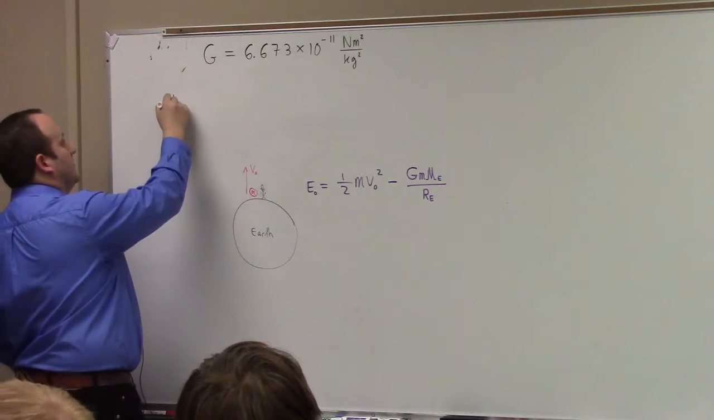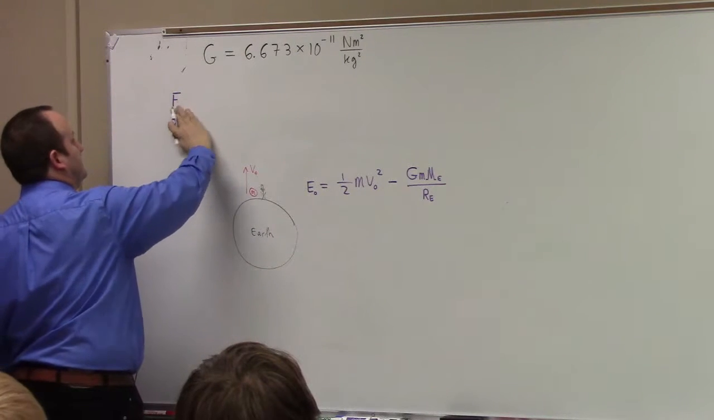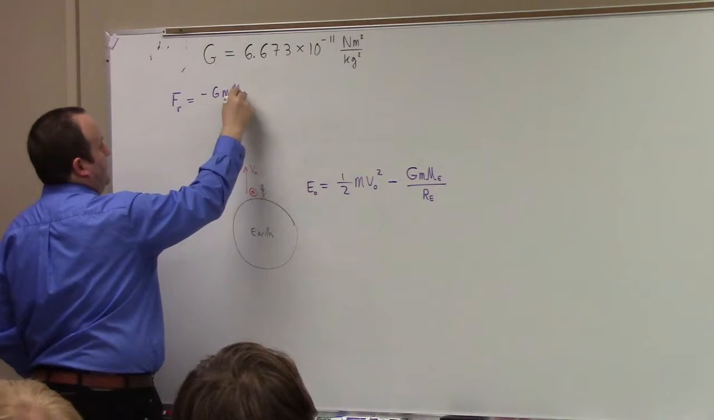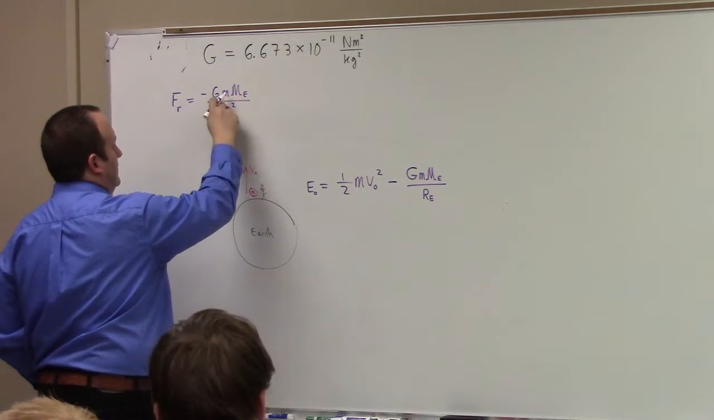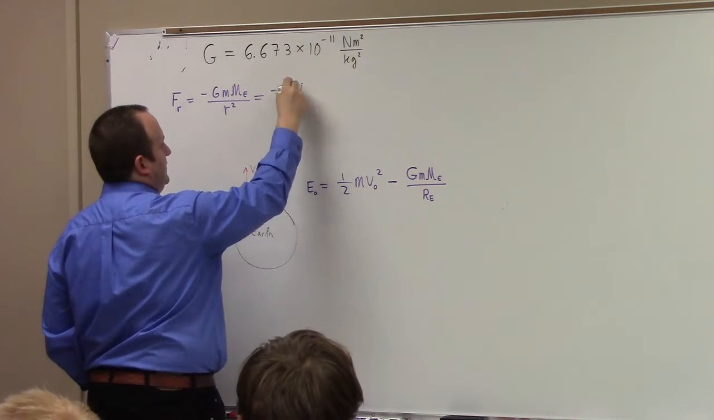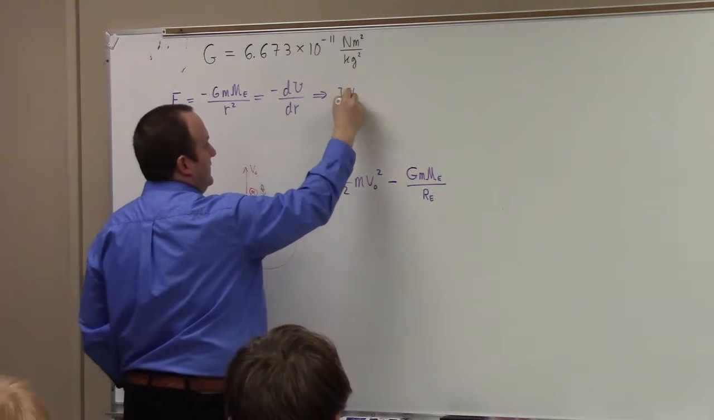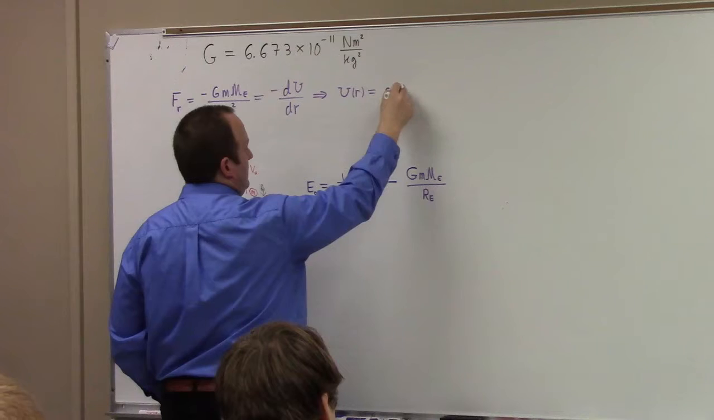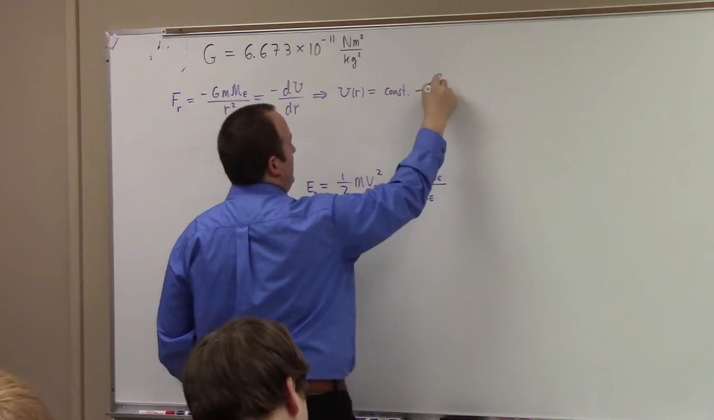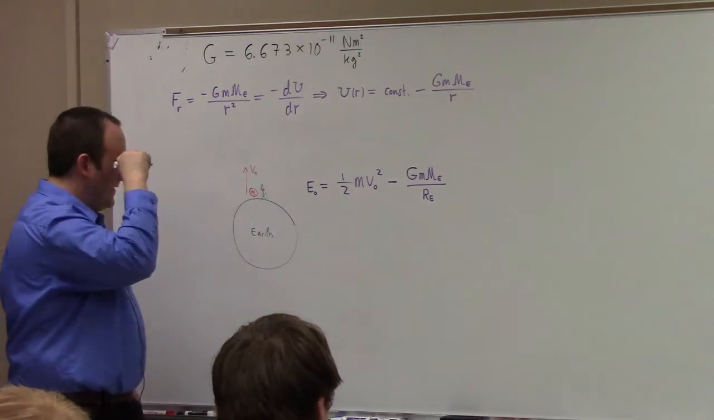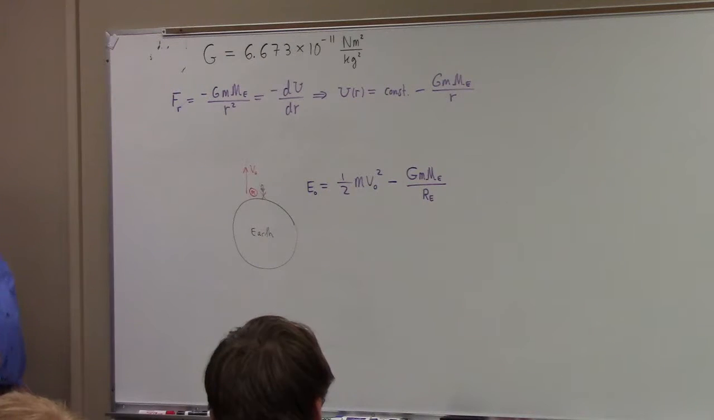So remember, the force of gravity in the radial direction is minus G m M_E over r squared. And so that's equal to minus the potential energy differentiated with respect to r. That implies then that the potential energy as a function of r is something like some constant minus G m big M over r. Because if I differentiate that with respect to r, I get G M m over r squared, but then we multiply by minus because that's the relation of potential energy to force.